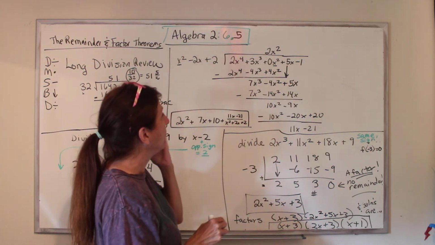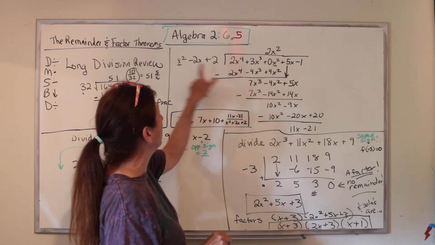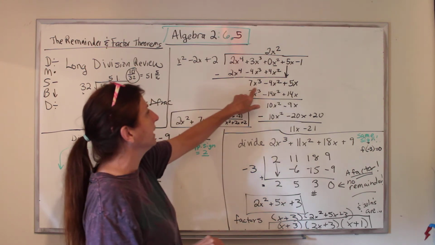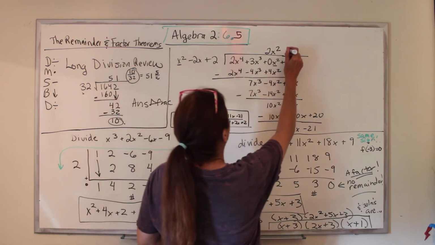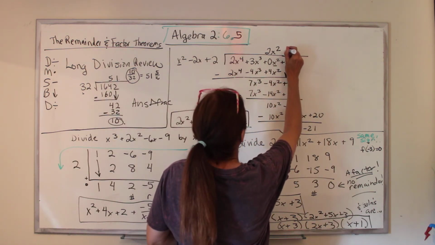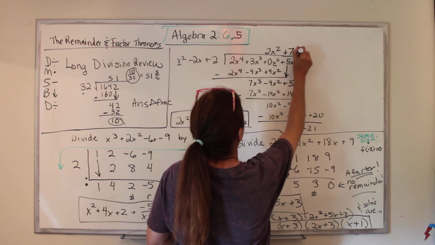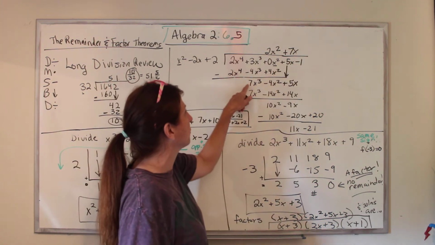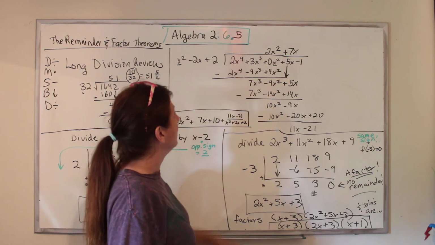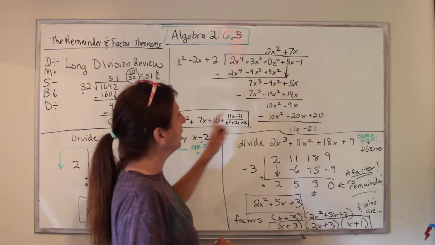So this time I'm going to say, what do I multiply x squared by to get 7x cubed? I need to multiply it times 7, a positive 7x. Because that would be x squared, and another x is 3 of them. I need a 7 on there. So now I divide it again, ready to multiply.